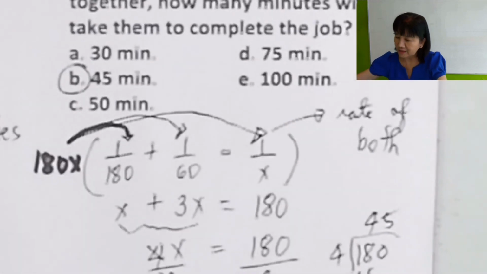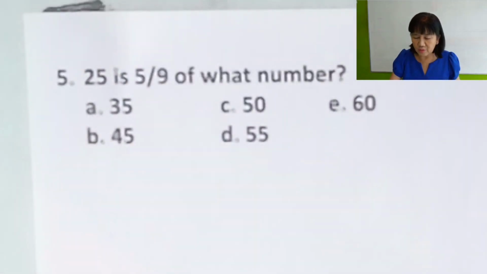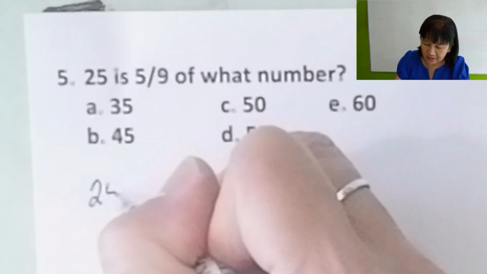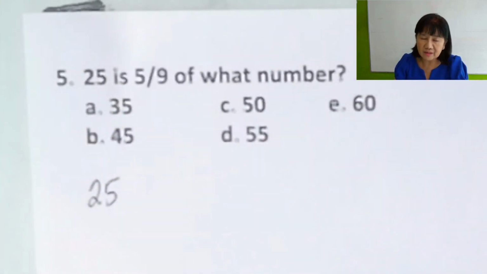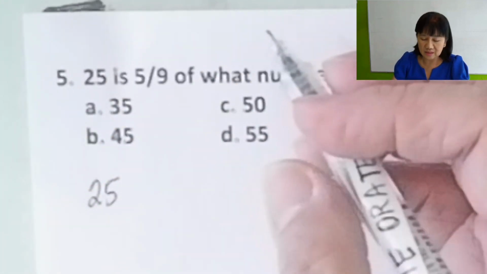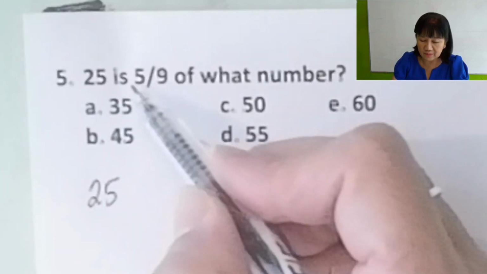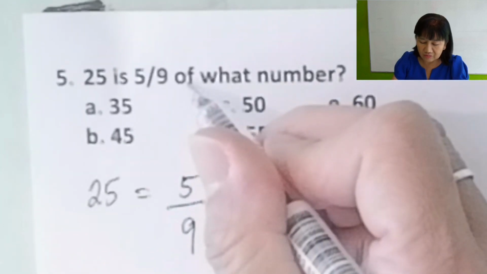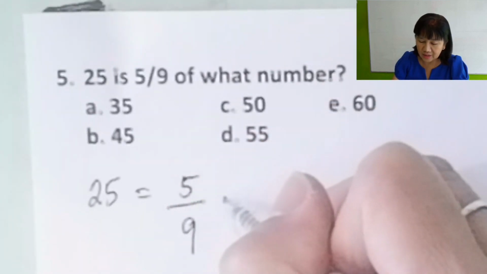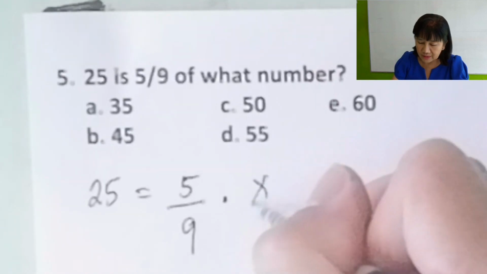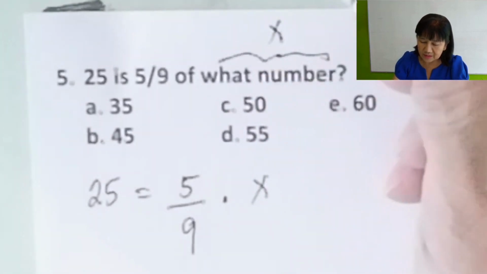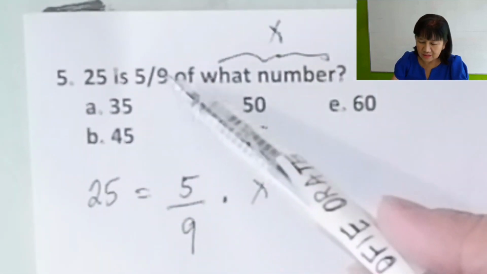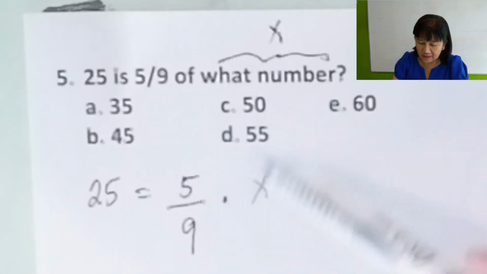Problem number 5. 25 is 5/9 of what number? So here we have 25. You just rewrite it as an equation, algebraic equation. So 25, copy 25 is equals 5 over 9. So 5 over 9 of is multiplication times what number? We let it be x. The what number is x. There. So repeat, 25 is 5 over 9 of times what number?